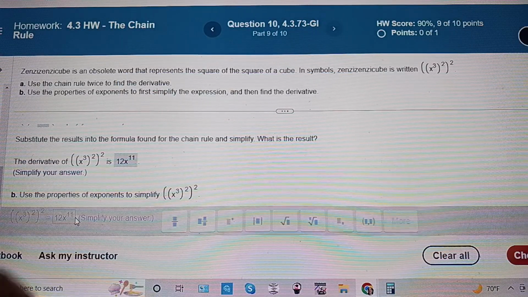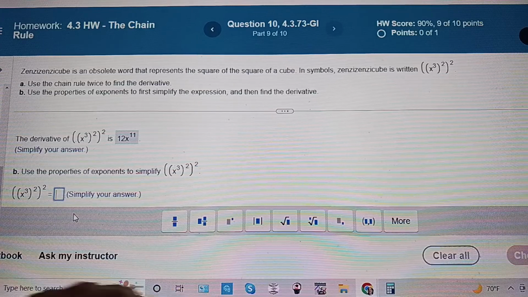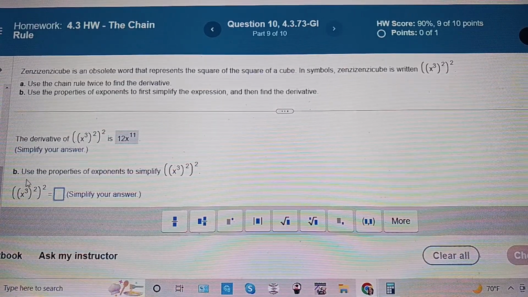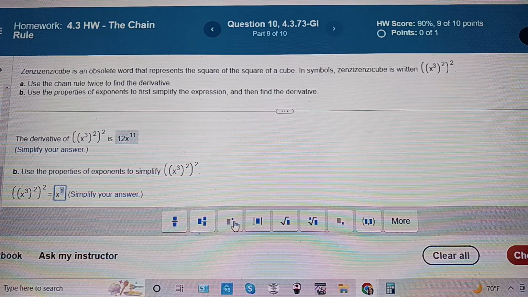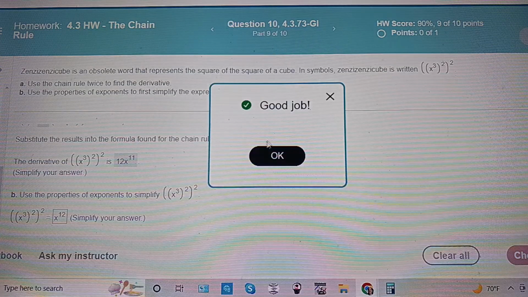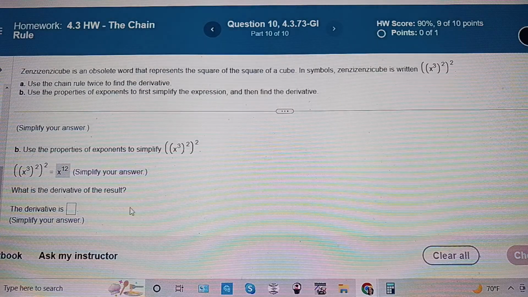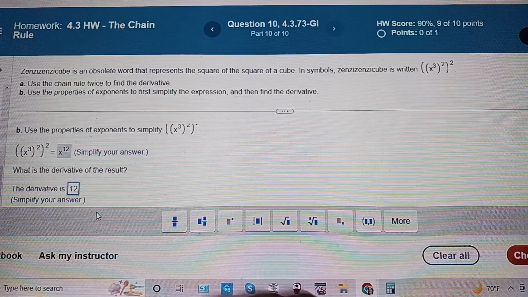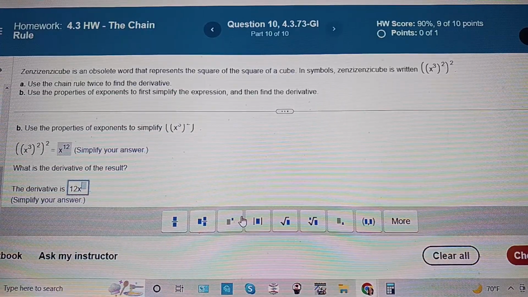Okay, I didn't read it, sorry. It wants me to do the rules of exponents first. Use the properties of exponents to simplify. That's when you multiply the exponents. So they didn't want the derivative yet. They want the function simplified, the original function. So using properties of exponents, this simplifies to x to the 12th, and then they'll probably have me do the derivative of it. Yeah, see, there's the derivative. I was jumping ahead too far. 12x to the 11th.